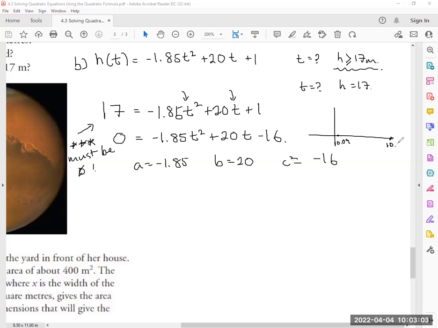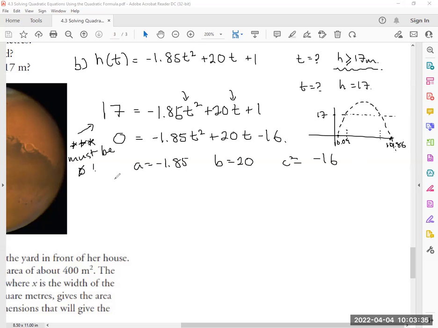Oh, sorry, 10.86, right. And it goes up and comes back down. Assuming that this is 17 meters, I will get a number that's bigger than 0.09, but definitely smaller than 10.86, because it has to still be in the air before 11 seconds. It has to be still in the air after that 0.09 seconds.